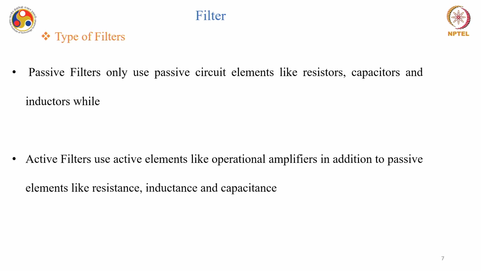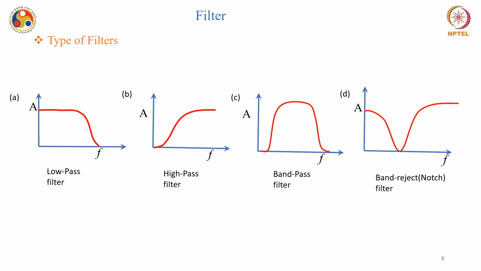Passive filters, as the name suggests, use only passive circuit elements like resistance, capacitance and inductance, while active filters use active elements like op amps in addition to passive components like resistors, capacitors and inductors. Mostly we will try to avoid inductors, but will focus mostly on op amps, resistors and capacitors. There are different types of these filters. You have low pass filters, high pass filters, band pass filters and band reject, sometimes also known as notch filters.